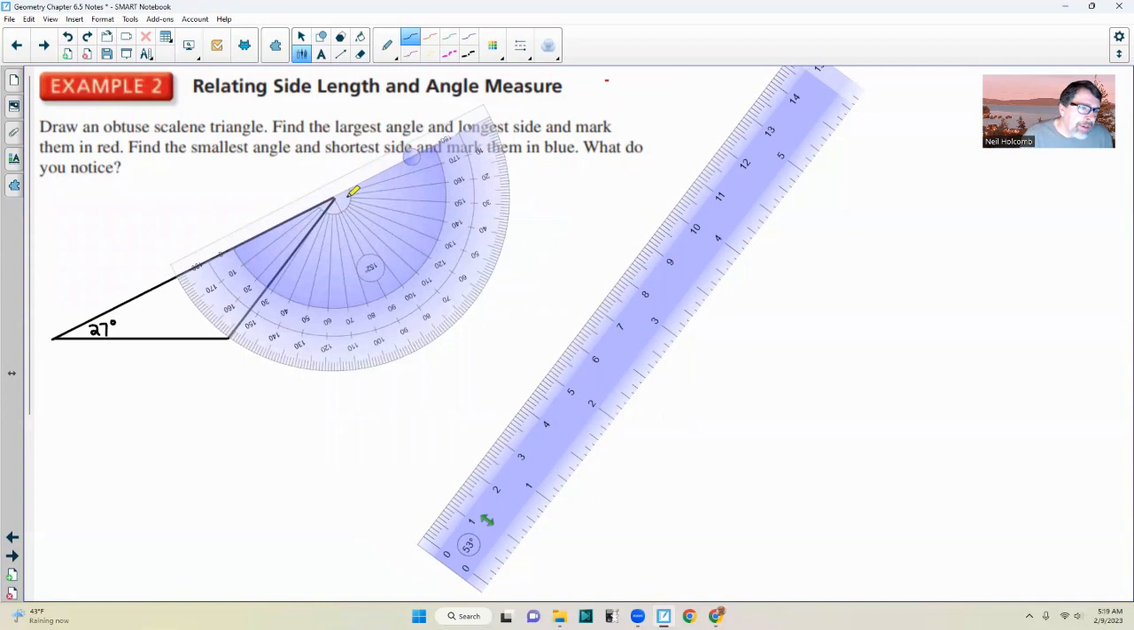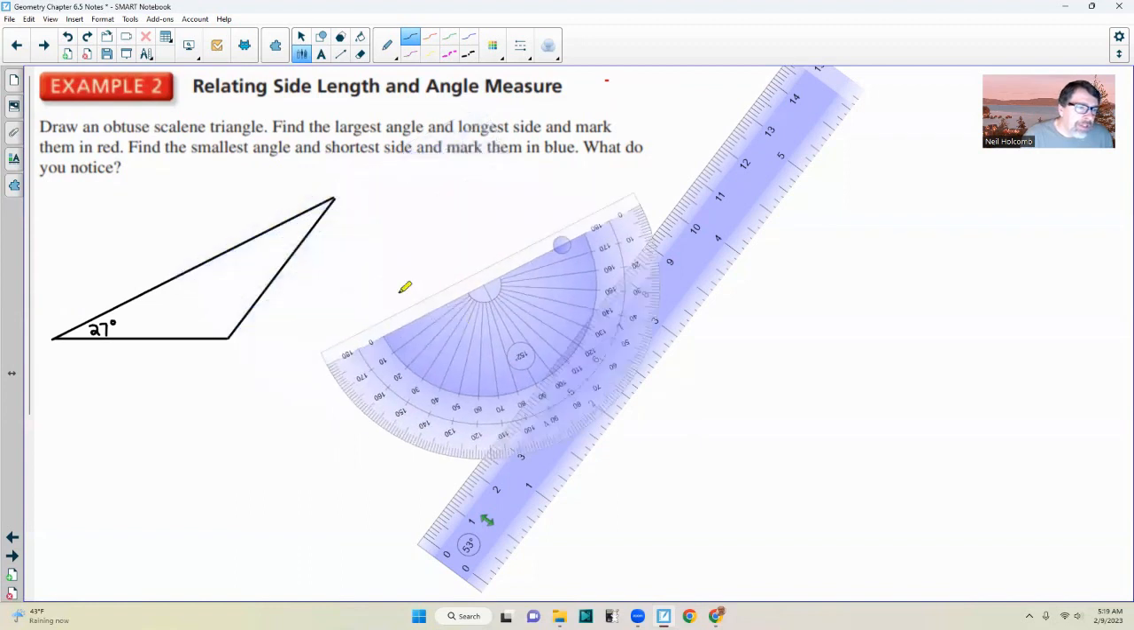Okay, right there, it's 0. And then I come over here, well, here's 30, 29, 28, 27, 26 degrees. So this is 26 degrees.